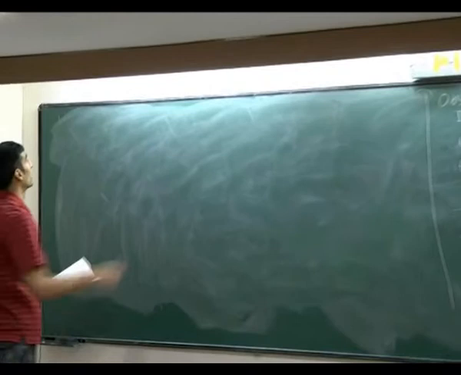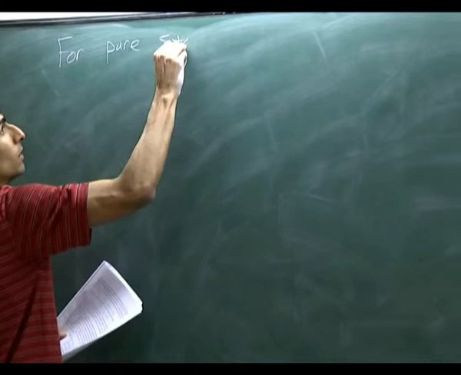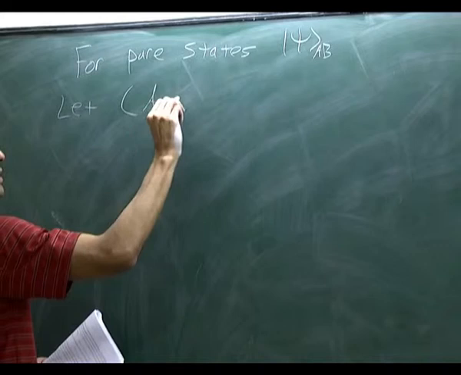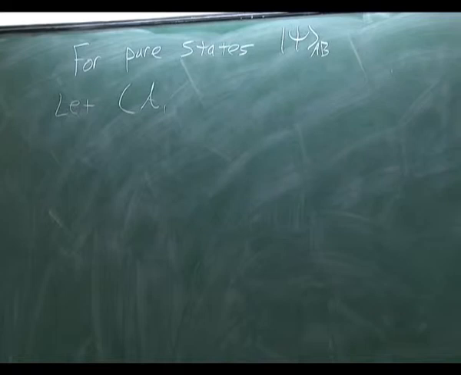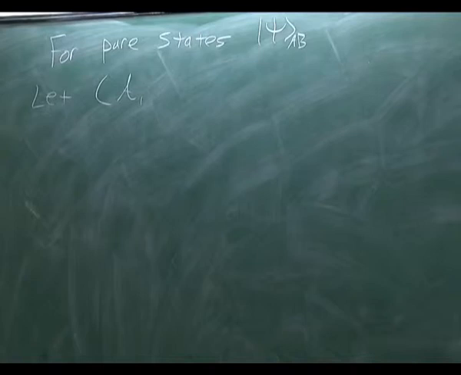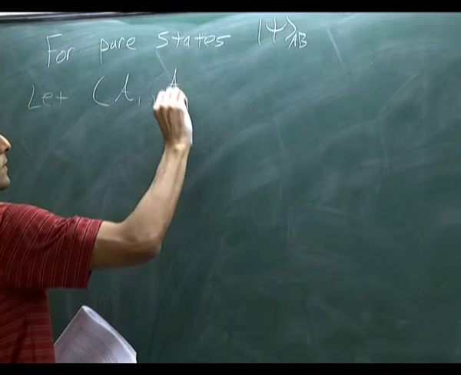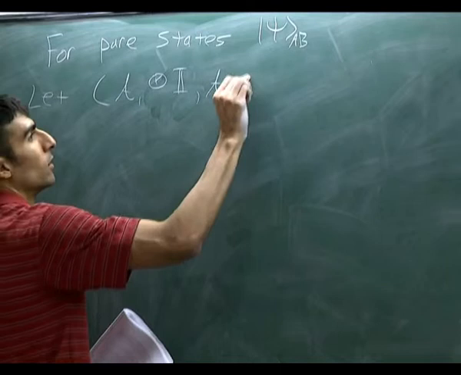Okay, so for a pure state, consider an arbitrary measurement. It suffices to consider just Alice's measurement. If we prove that it's monotonic under Alice's measurement, then that's good enough, because this is how we define LOCC: a composition of local measurements. If it's monotonic for one, then it holds for the whole class. So we'll let this be some local instrument, Alice's instrument.